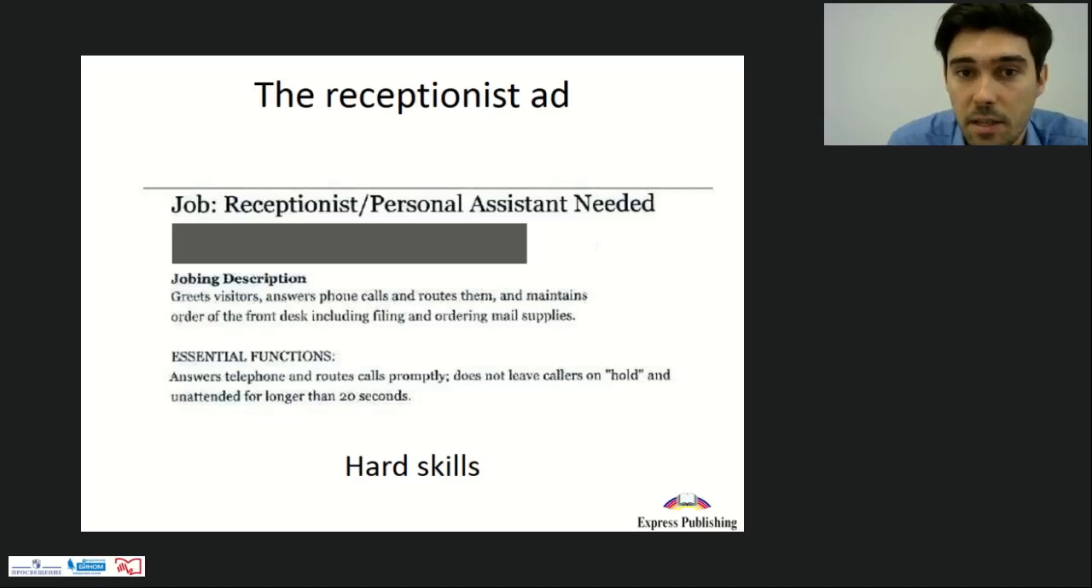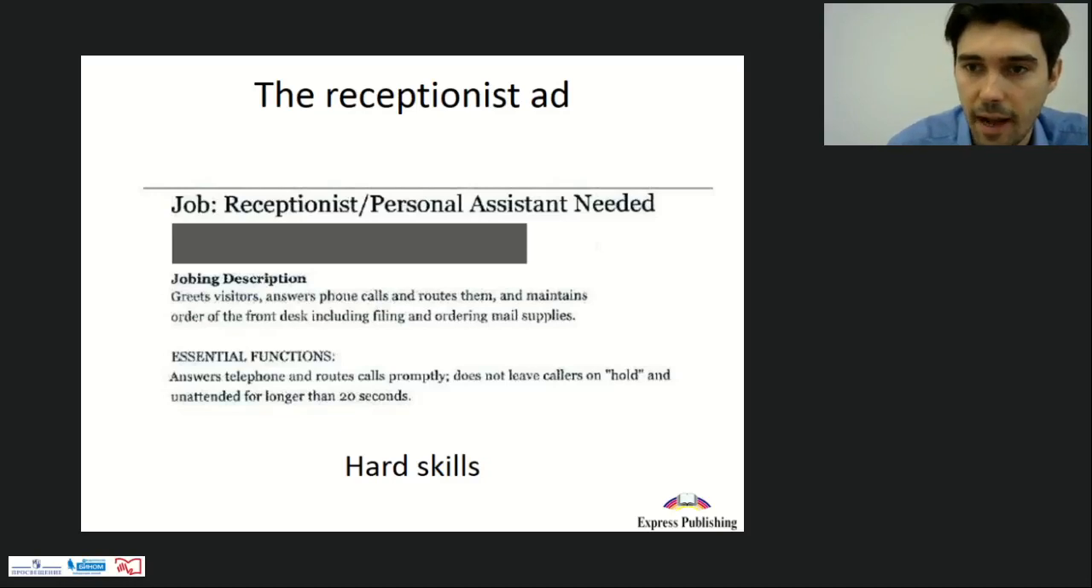If we have a look at this advertisement, this is a receptionist advertisement taken from maybe 20 or 30 years ago. It's quite a simple job description for a receptionist. First of all, to greet visitors, answer phone calls, maintain order at the front desk, and order and mail supplies. With essential functions, the receptionist has to answer the telephone promptly and not leave callers unattended. A lot of this job description focuses on hard skills, only the skills that the receptionist needs to perform the job.